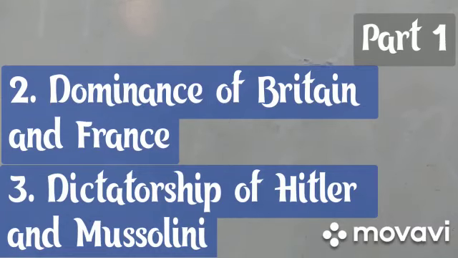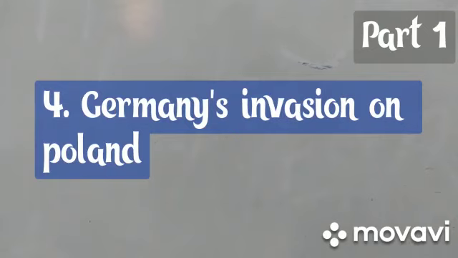And the third and very important reason was the dictatorship of Hitler and Mussolini. Adolf Hitler became the dictator of Germany, and Mussolini became the dictator of Italy. Both the dictators did not listen to anybody. As a result, they were not part of the League of Nations as well. So whatever decisions were taken by the League of Nations, they opposed them. The fourth reason was Germany's invasion of Poland. There were some other reasons as well, but I have discussed the important reasons here.